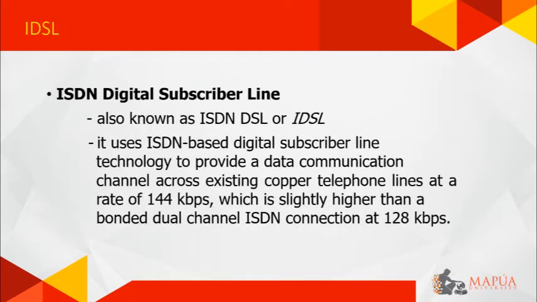The next one is ISDN Digital Subscriber Line, also known as ISDN DSL or IDSL. It uses ISDN-based digital subscriber line technology to provide a data communication channel across existing copper telephone lines at a rate of 144 kbps, which is slightly higher than a bonded dual-channel ISDN connection at 128 kbps.